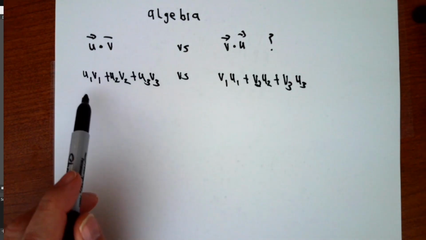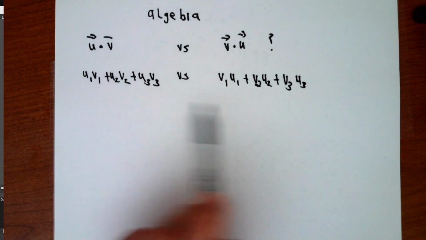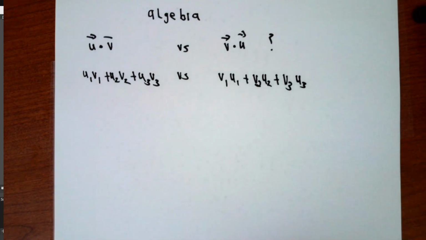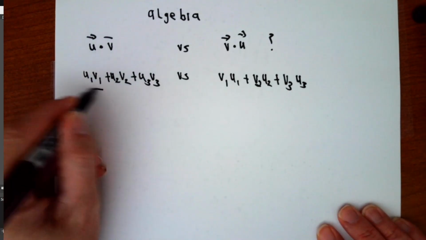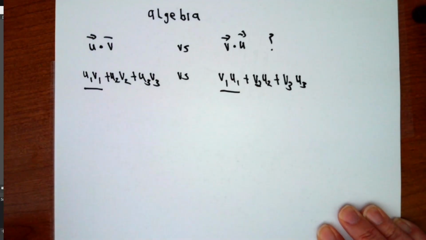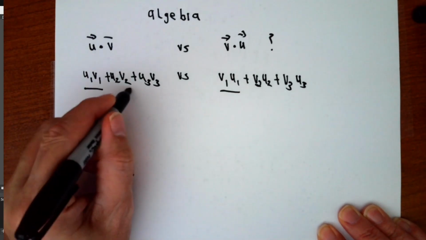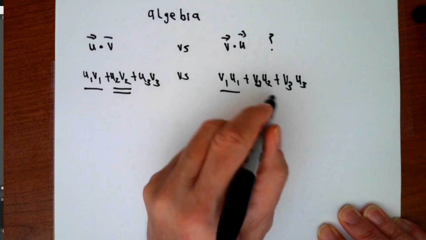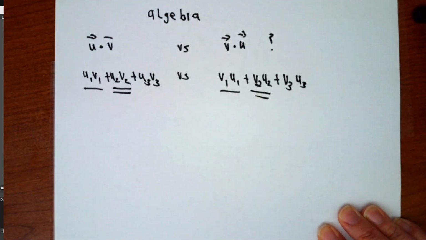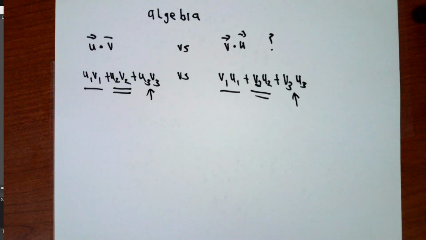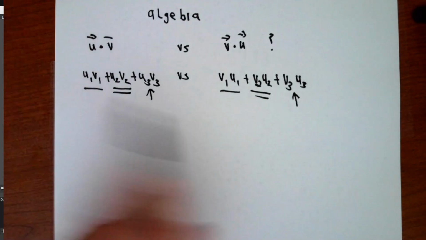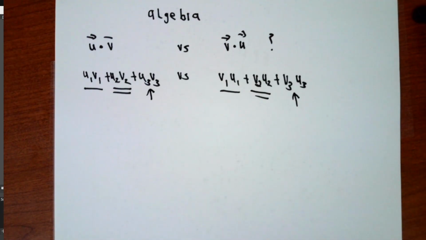u dot v would be this expression, while v dot u would be this one. All of the things that are in either one of those two formulas are just ordinary numbers now. u1 v1 is the same number as v1 u1. u2 v2 is the same as v2 u2. And likewise, u3 v3 is the same thing as v3 u3. u dot v and v dot u are in fact always the same thing.